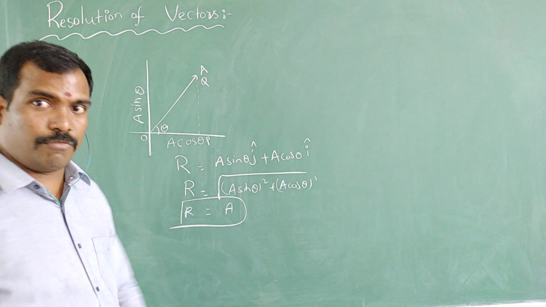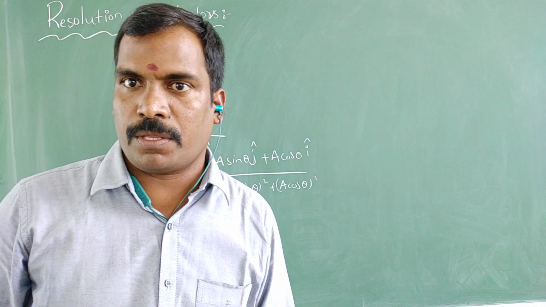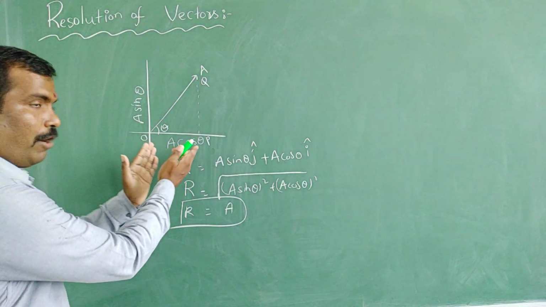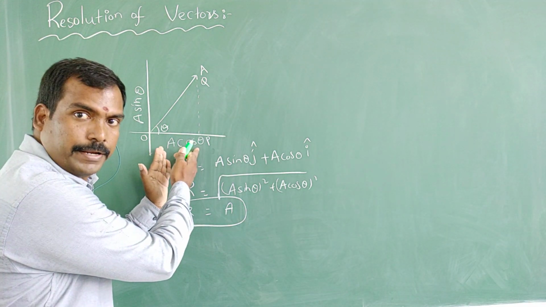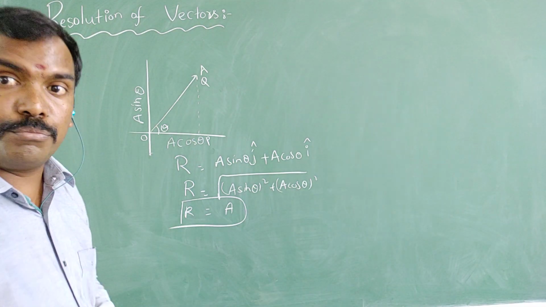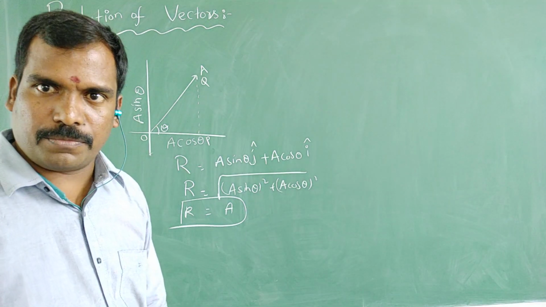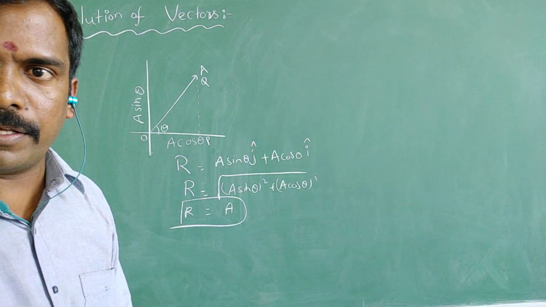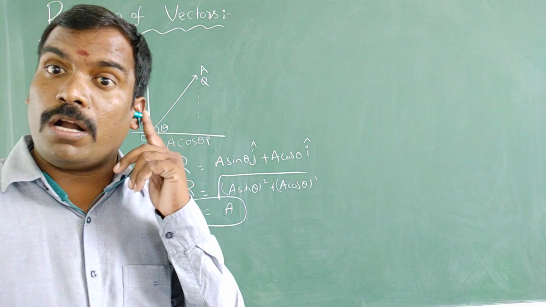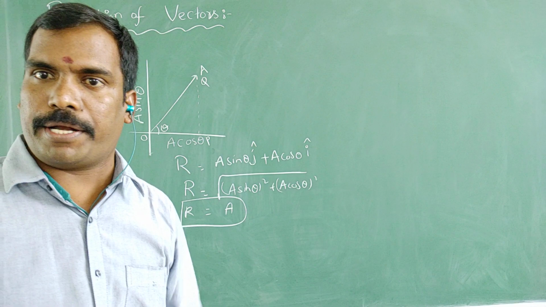Again I get the original vector A, which means the resultant is A. A vector is split into two or three independent components. Here A cos theta is the horizontal component and A sin theta is the vertical component. Those two are mutually perpendicular, which is why they are called independent. A cos theta never depends on A sin theta, and vice versa. Resolution means splitting a vector into components.